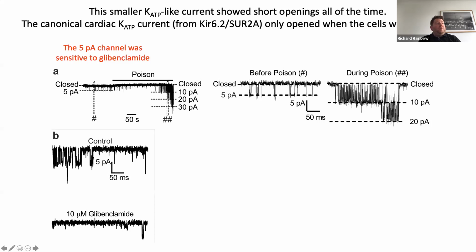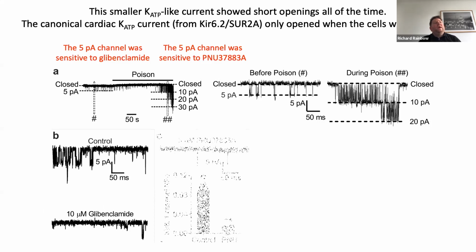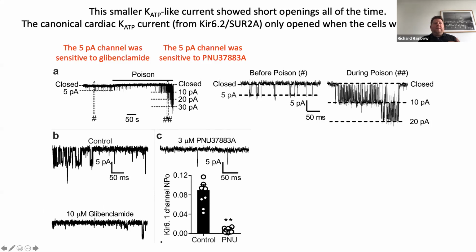So this little channel was actually sensitive to glibenclamide, which is the standard KATP channel blocker that people use. But it was also sensitive to a newish compound, PNU 37883A, nice, handy, easy to name thing, which I'll call PNU from now on. It's a selective KR6.1 pore blocking drug. So it binds to a region of the pore inside the channel rather than binding to the receptor like the other drugs do. So it actually physically blocks the pore. So it's quite a different drug.